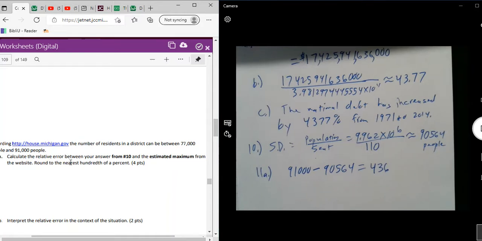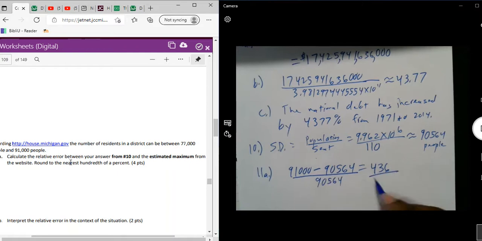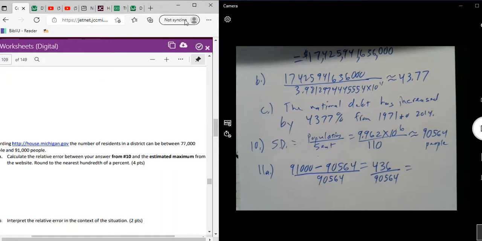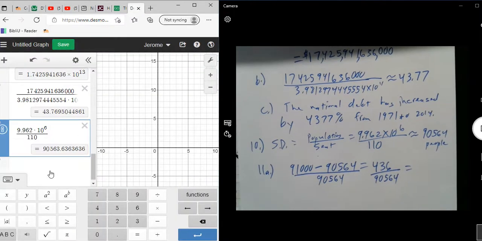Well, the relative error. Okay. So I made a little error here. With the relative error, you have to take this value and divide it by the actual. So it'd be 436 over 90,564. So we need to put that in our calculator.